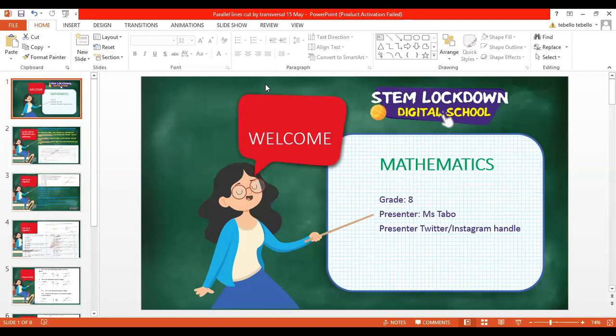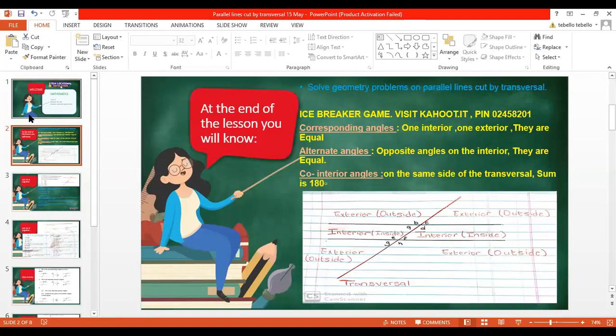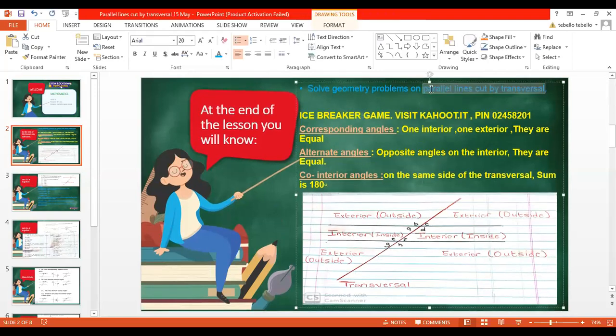So, in today's lesson, Mathematics Grade 8, we'll be doing parallel lines cut by transversal. Okay, so the objectives of our lesson. At the end of the lesson, the learner must be able to solve geometric problems on parallel lines cut by transversal. Yes, so this is our topic for today.